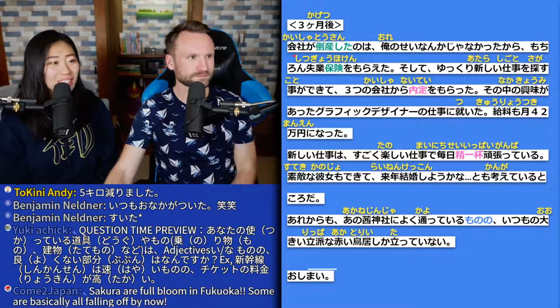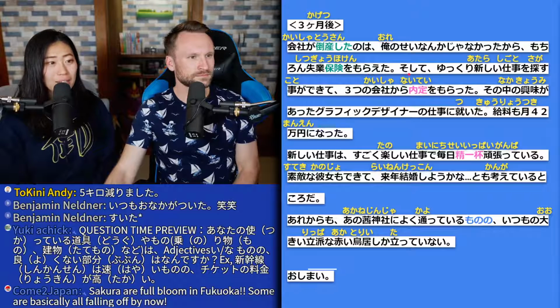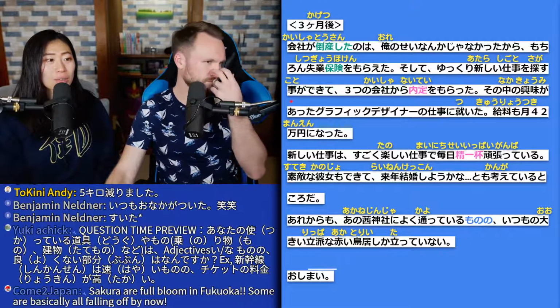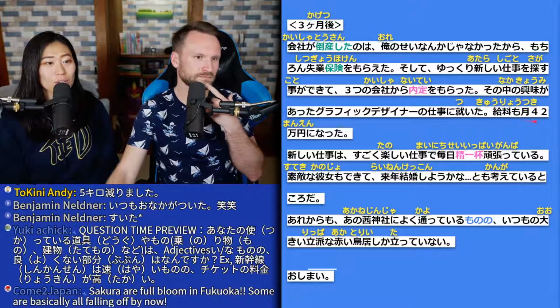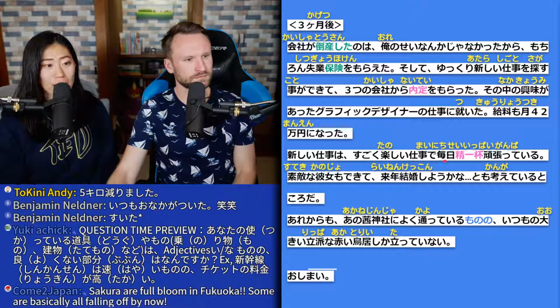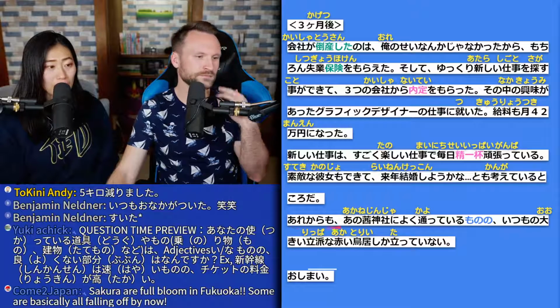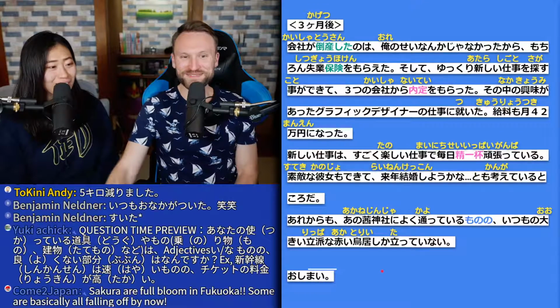3ヶ月後、会社が倒産したのは俺のせいなんかじゃなかったから、もちろん失業保険をもらえた。そしてゆっくり新しい仕事を探すことができて、3つの会社から内定をもらった。その中の興味があったグラフィックデザイナーの仕事に就いた。給料も月42万円になった。新しい仕事はすごく楽しい仕事で、毎日精一杯頑張っている。素敵な彼女もできて、来年結婚しようかな、とも考えているところだ。あれからも茜神社によく通っているものの、いつもの大きい立派な赤い鳥居しか立っていない。おしまい。 We finished it! Oh my god, I can't believe it.